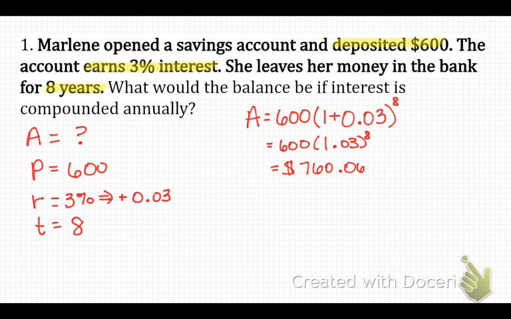Okay, so did Marlene actually make a lot of money by compounding annually and never putting any more money in? No, it took her 8 years and she only made $160.06. Okay. Is that better than nothing? Yes. Is that the best way to save? No. Okay, can you try number 2?